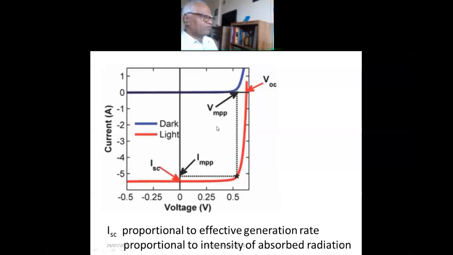While these two are important, current times voltage here is zero because V is zero. Voltage times current here is zero because current is zero. So you don't generate power at short circuit current or at open circuit voltage. You generate where IV gets maximum, and this is called the maximum power point. We call these maximum voltage and maximum current. So I_MPP multiplied by V_MPP is actually the power that I can generate and give to the external load.